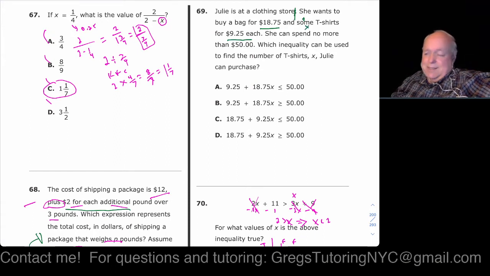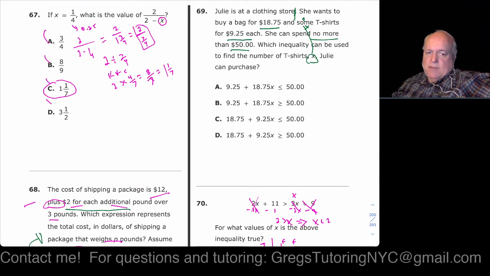I don't know if they're using the X in the same context, so let's try to figure that out first. She can spend no more than $50. So she can spend up to $50. Which inequality can be used to find the number of t-shirts X? So X is the "some", not "sum". What is the number of t-shirts that Julie can purchase?